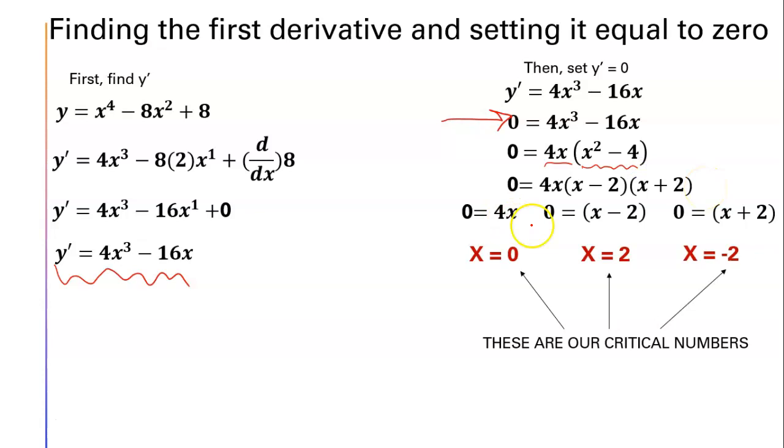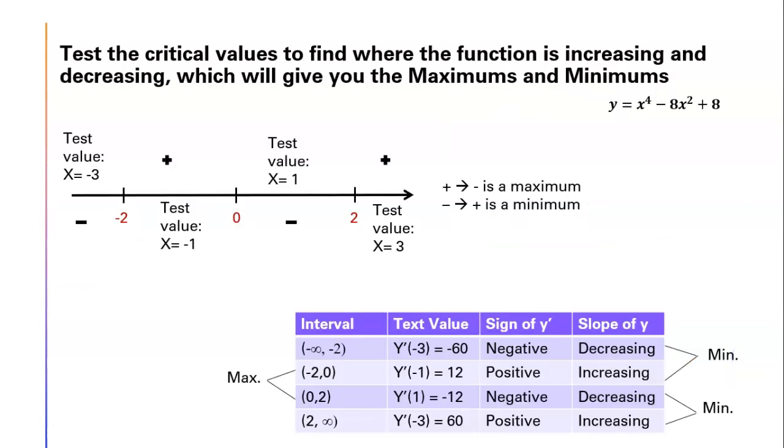Setting all of those components equal to 0, I found that my derivative equals 0 when x equals 0, x equals 2, and x equals -2. Therefore, these are my critical numbers. And I personally like to put my critical values on a number line so I can see the effect of the slope change. So since the derivative is negative over here, that means we have a decreasing slope.